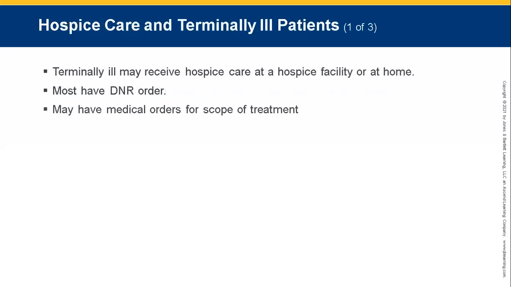Hospice care and terminally ill patients. The terminally ill may receive hospice care at a hospice facility or at home. Most may have a DNR order, and you need to know what type of DNR order it is, because you have different types, and there are some things that you need to look for on the DNR order. They may have medical orders for scope of treatment.